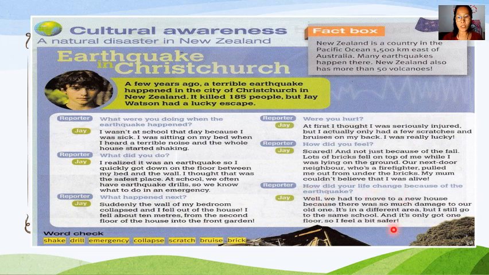How did your life change because of the earthquake? Okay, apa yang berlaku dengan hidup dia? Well, we have to move to a new house because there was so much damage to our old one. Jadi, dia kena pindah rumah baru sebab rumah lama dia tu dah rosak teruk, dah musnah teruk. Okay, it's a different area, but I still go to the same school. And it's only got 1 floor, so I feel a bit safer. Jadi rumah baru dia sekarang hanya ada 1 tingkat. Jadi dia rasa lebih selamat.